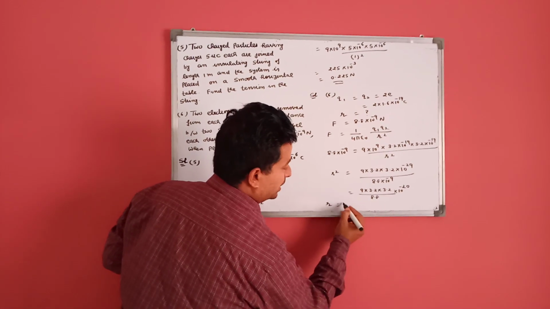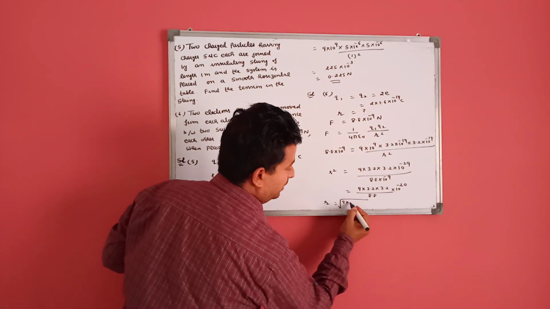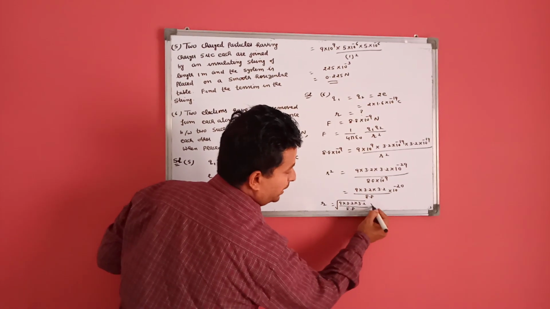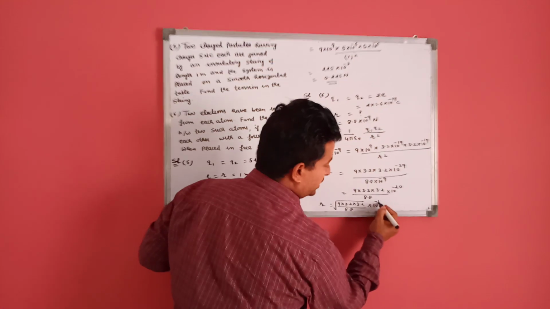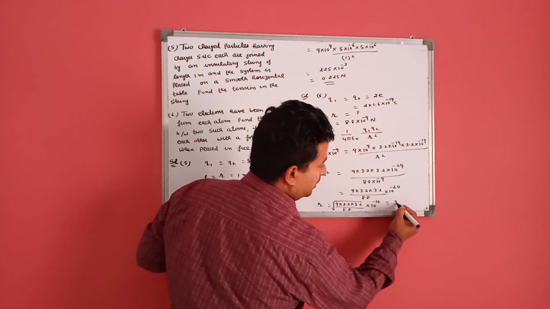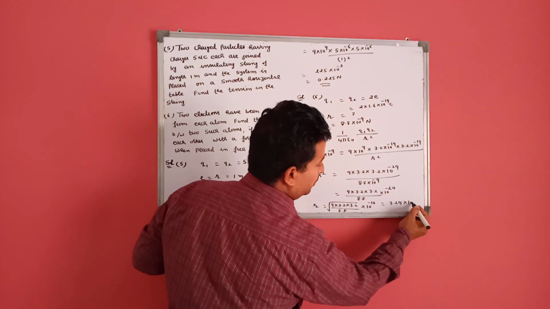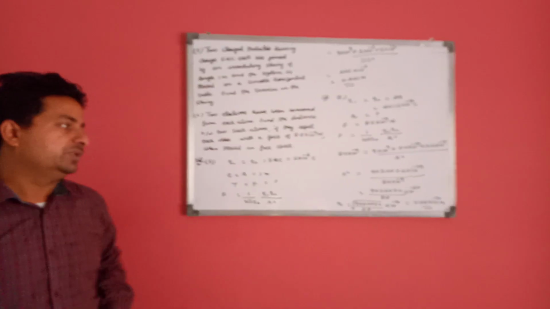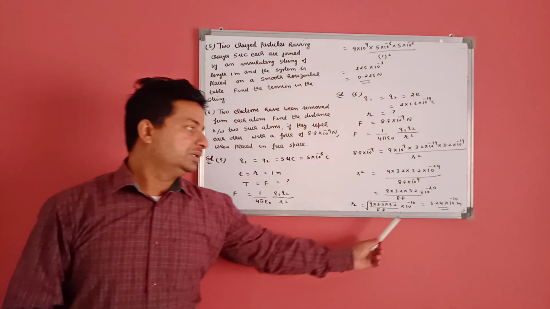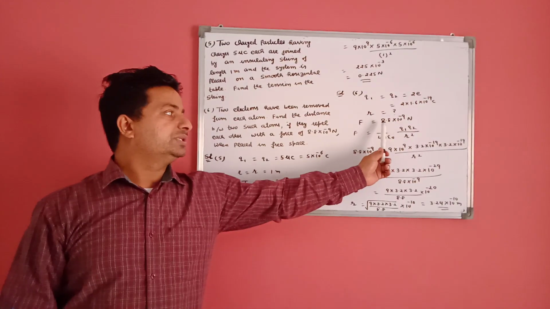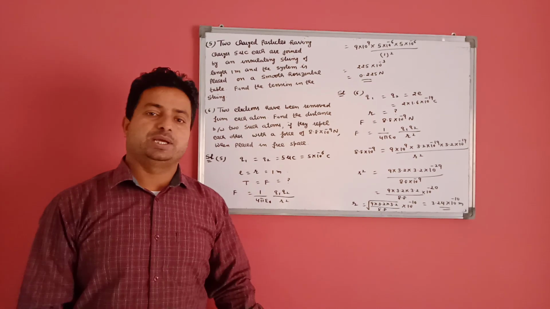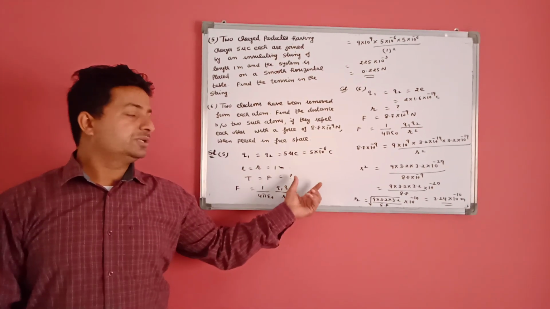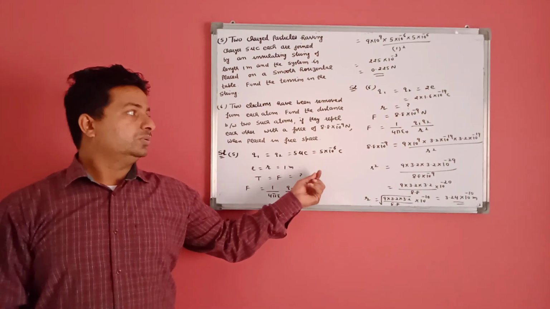Take the square root of this: 9 into 3.2 into 3.2 divided by 8.8. The square root of 10 to the power minus 20 is 10 to the power minus 10. Solve this. We have 3.24 into 10 the power minus 10 meter. This is the distance between two such atoms when the force between them is 8.8 into 10 the power minus 9. Solve all these numericals. These are the important numericals according to the CBSE exam.